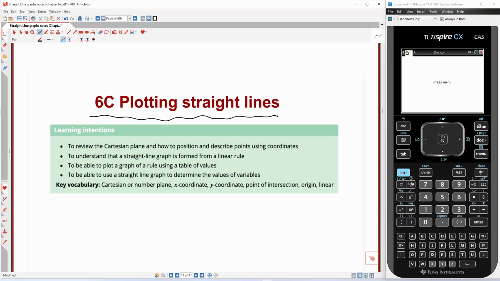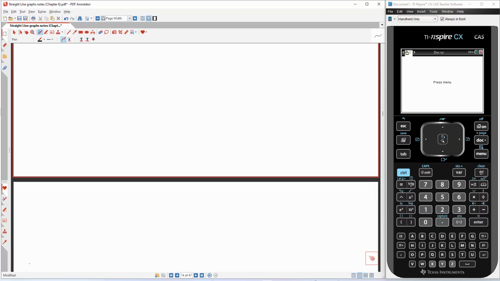Alright, so what we'll do is review the Cartesian plane. Remember what that is, X and Y. Okay, a couple of axes there, and how to position and describe points using coordinates. Okay, to understand that a straight line graph is formed using a rule, in this particular case a linear rule, to be able to plot a graph of a rule using the table of values, and finally to be able to use a straight line graph to determine the values of variables. Okay, so let's get stuck into it with a couple of examples.